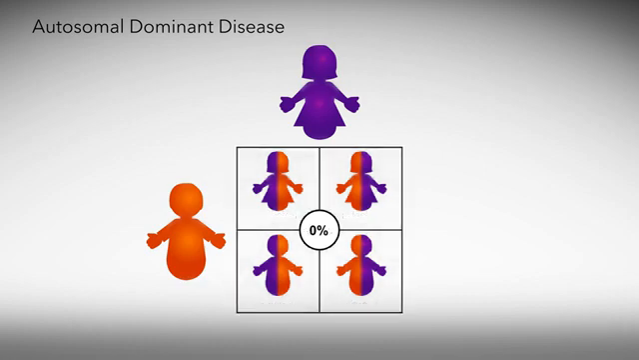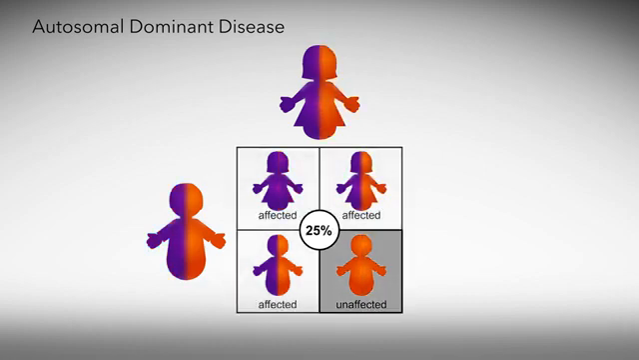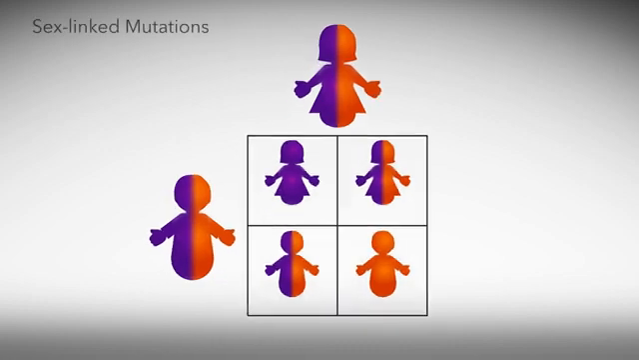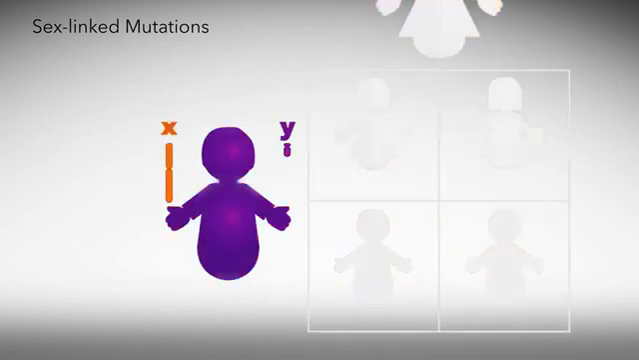This is rare. If both parents have 1 mutated copy of the gene, there is a 1 in 4 chance of a healthy child, a 2 in 4 chance of getting a child with 1 mutated copy and thus affected, and a 1 in 4 chance of having a child with 2 mutated copies. Because this is autosomal dominant, the overall chance that a child will be affected by the disease is 3 in 4. Mutations can also occur in the sex chromosomes X and Y.